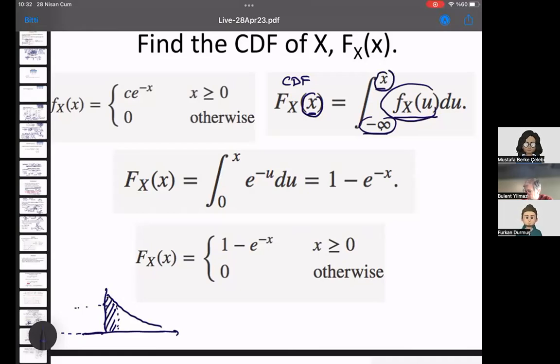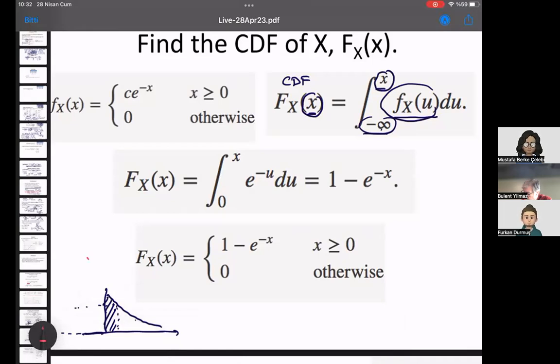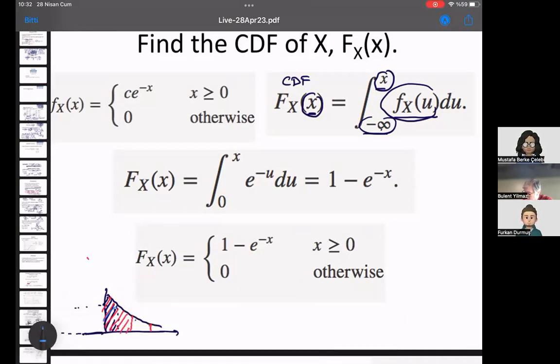And then if I increase x, I will go here. Let me write it with a different color. I'm going to go here. If x is this, so the area under this one, if I go here, it will be this one. So as I go further to plus infinity, the area under this one will be equal to 1. So my CDF will be like this.